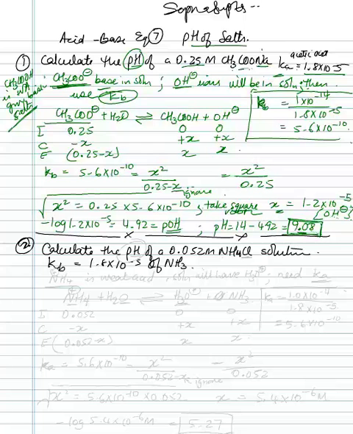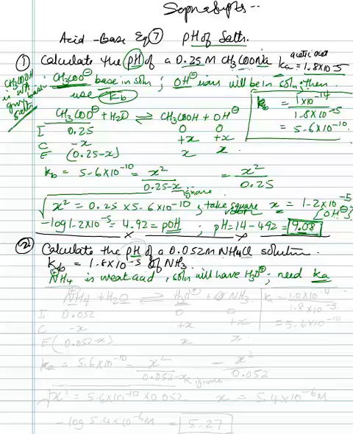Next question, calculate the pH of a 0.052 molar NH4Cl ammonium chloride solution, and the Kb is given to us. Okay, so again, NH4 plus is a weak acid. So if this is a weak acid, the solution is going to have hydronium ion concentration. Okay, and so that means we need Ka, not Kb.